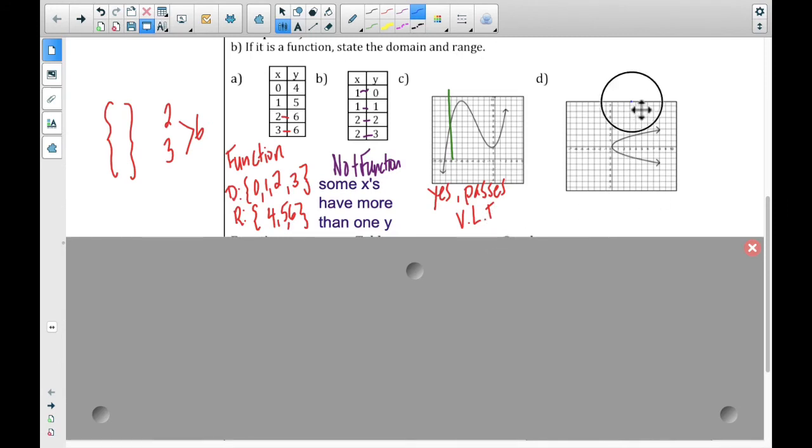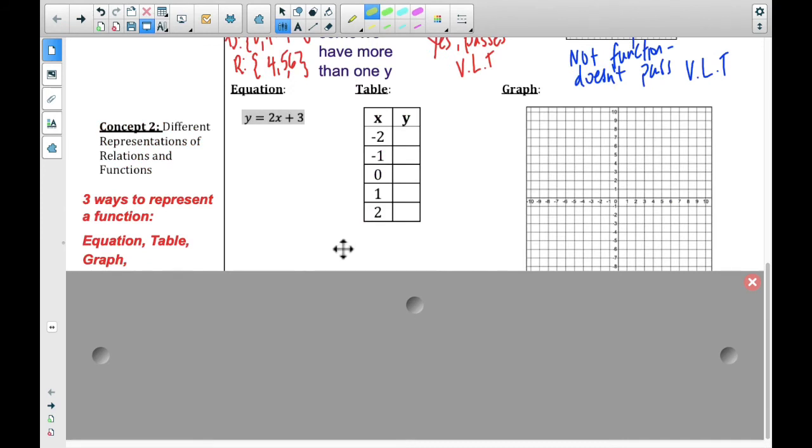Now if we look at this next one, if we do the vertical line test, look, it's hitting it more than one time. That does not pass the vertical line test, so that is not a function. Let's go on to the next section. All right, a big thing with functions is there are 3 ways to represent a function. You can make a table, a graph, or an equation, and that's what we have here.